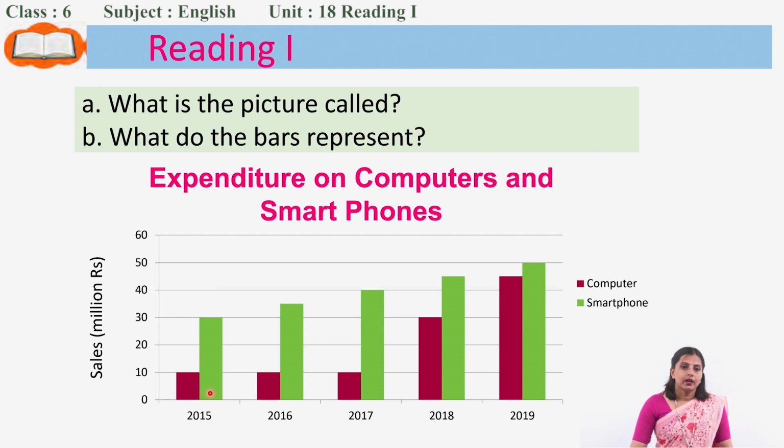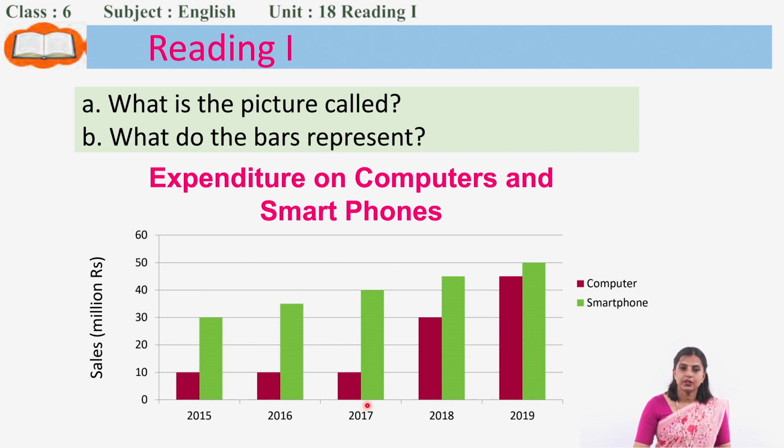In 2015, computer sales were just 10 million. In 16 and 17, it remained constant. Was there any increment? No, it's constant, right? Whereas the smartphone expenditure went on increasing. It was 30 million in 2015. In 2016, it became 35. It increased by how much? 5 million. It became 35.